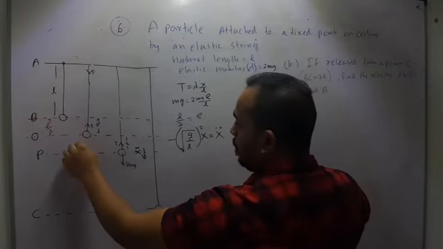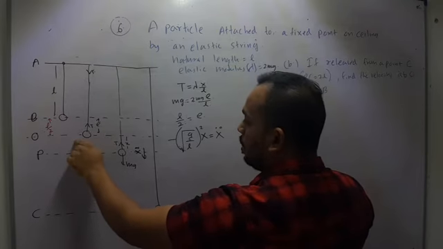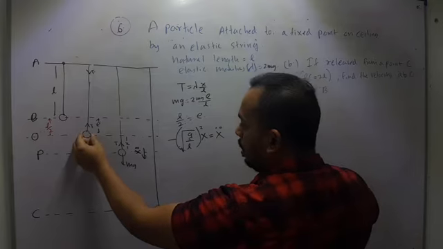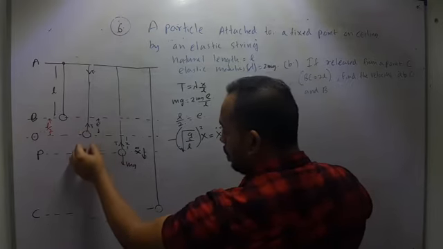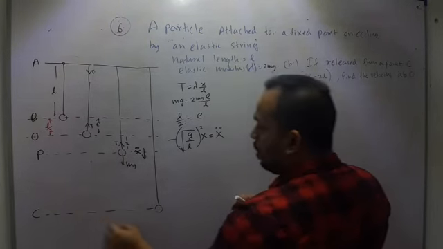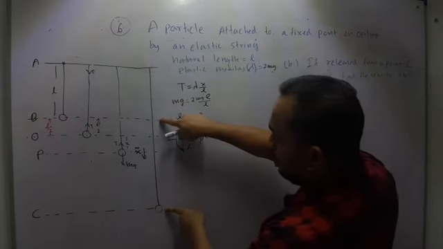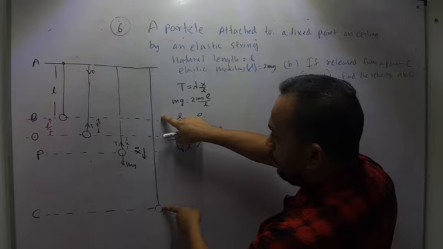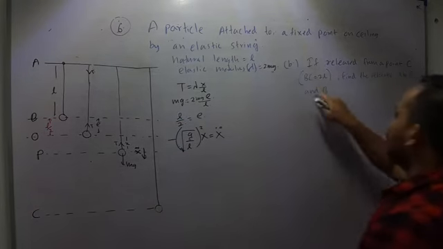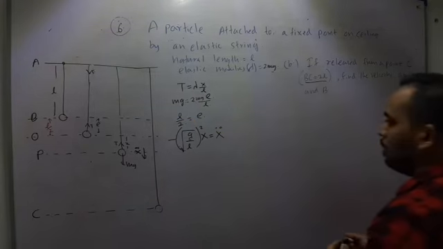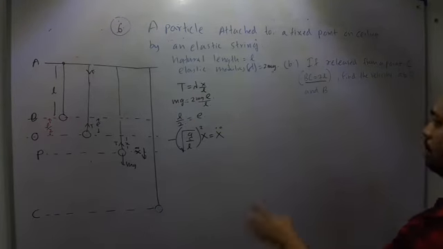When the particle is released, you know that it will settle around here. Then what they do is they stretch the particle downwards up to the level C, and this extension from B to C is given as 2L. It doesn't look like 2L, but just imagine it is 2L. Find the velocity at O and B.